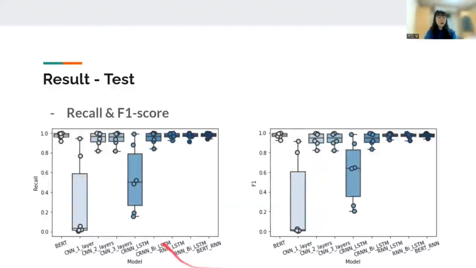And the left figure on the slide is the recall box plot, and the right figure is the F1 score box plot. We can easily check BERT and RNN models have high scores, especially the BERT plus LSTM model has the highest score, so we could think that this machine learned very well.